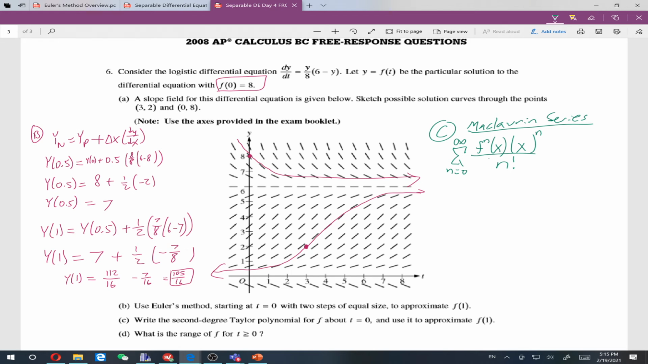So Kelly, back to you for the first term. N is 0. So this would be, I need f to the 0 at 0 times x to the 0 over 0 factorial plus f to the 1 at 0, x to the first power over 1 plus f prime prime at 0, x squared over 2. And that would be a second degree Taylor polynomial. So now we just need to fill in the blanks.